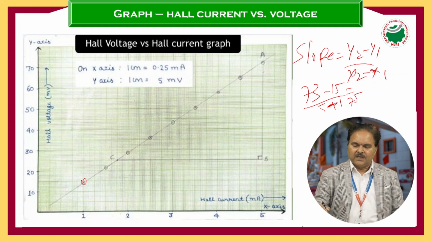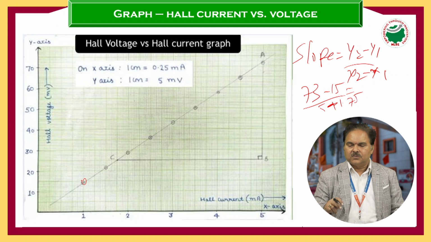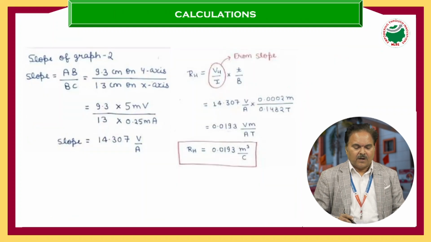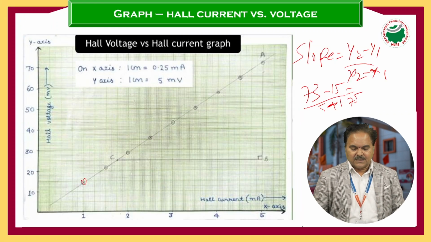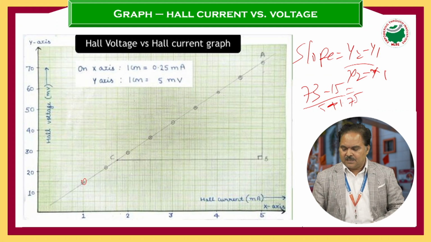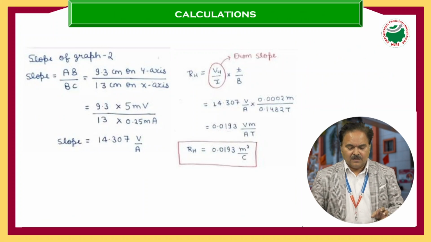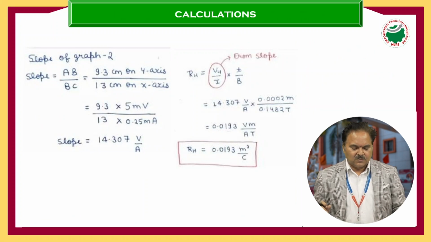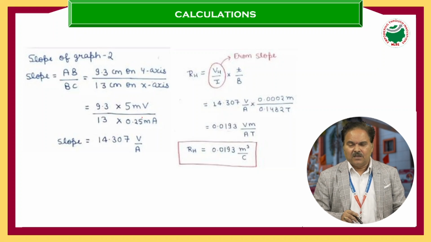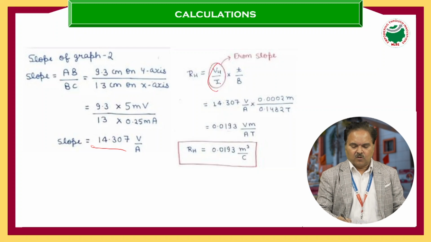That slope, multiplied by thickness and divided by current. You will also divide by the magnetic field, because here it is a current versus voltage graph. So you can see the calculation part: the slope is equal to AB by BC, that is this distance by this distance. Then it will be 9.3 centimeters. That is not the scale, that is the scale parameter. Each centimeter is 5 millivolts. Calculating in that way, you will get the slope as 14.3. So this 14.3 is V_H by I, this is the slope value.